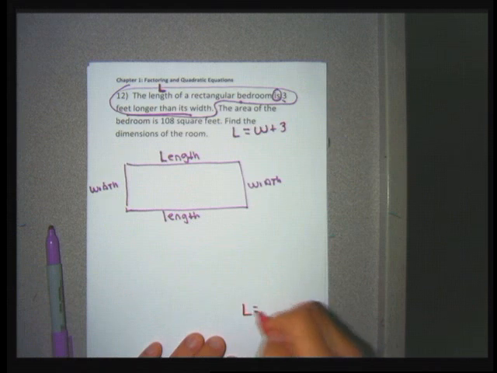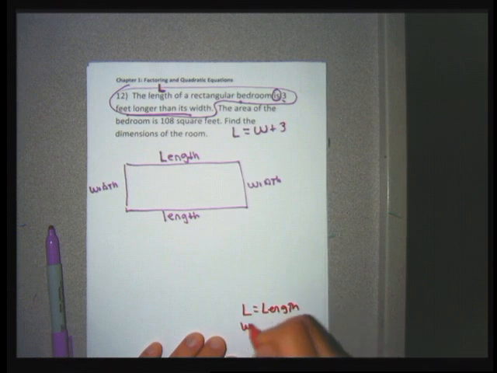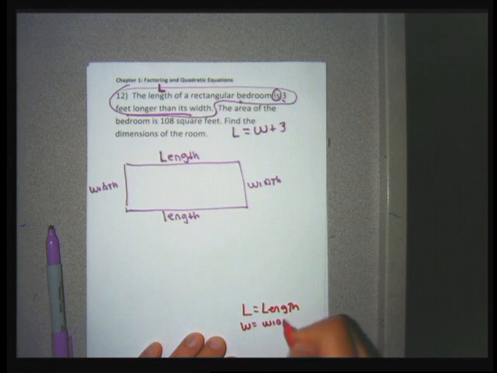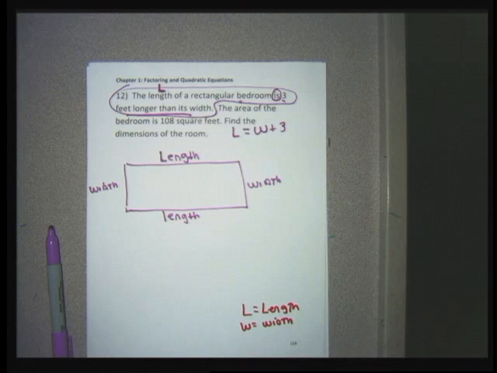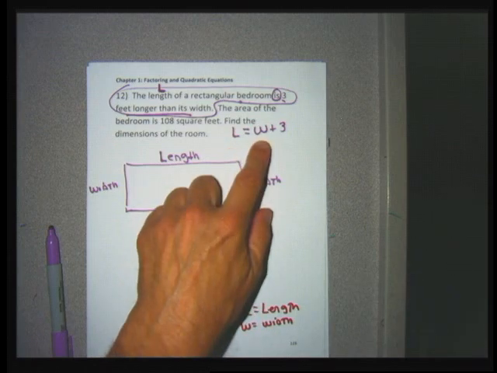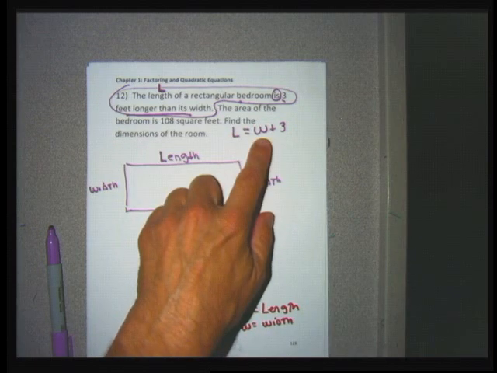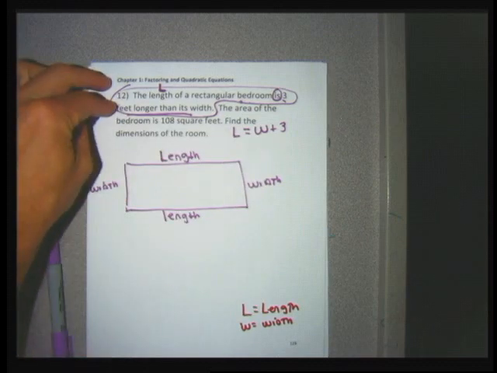So always in rectangle problems, L is going to mean length and W is going to be width. And in this problem, the length and the width are related. The length is 3 more than the width. So I'm done with the first sentence.